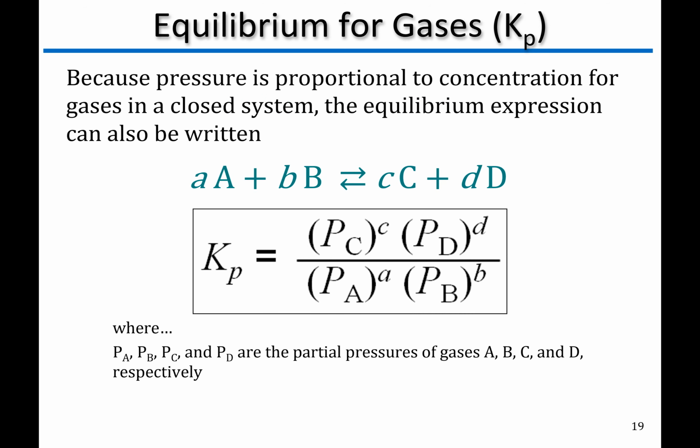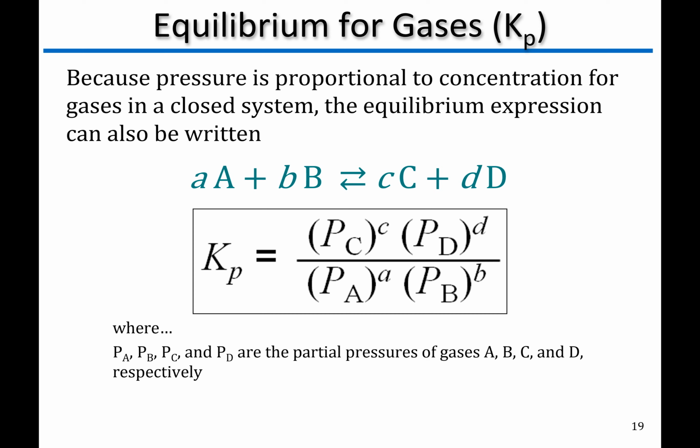What if we're dealing with pressure instead? Instead of having a concentration in molarity, what if we have pressure? Well, because pressure is proportional to the concentration of a gas in a closed system, the equilibrium expression can also be written in terms of pressure. I always say that pressure is essentially concentration for a gas. I think that's a good way of looking at it. So if you're dealing with gases, you may write it in terms of pressure, as Kp. If you're dealing with concentration, you'll probably write it in terms of concentration.